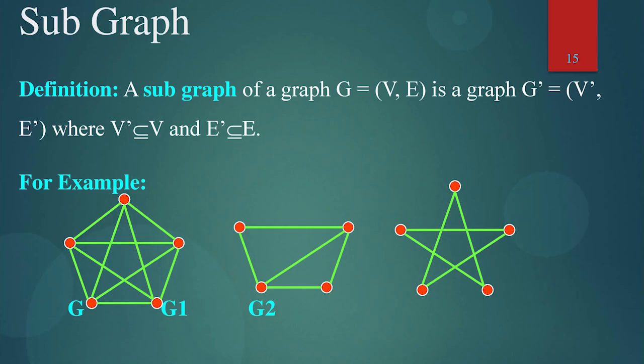Next, subgraph. A subgraph of a graph G equal to (V, E) is a graph G dash equal to (V dash, E dash), where V dash is contained in V and E dash is contained in E. For example, G1 is a subgraph of G2.